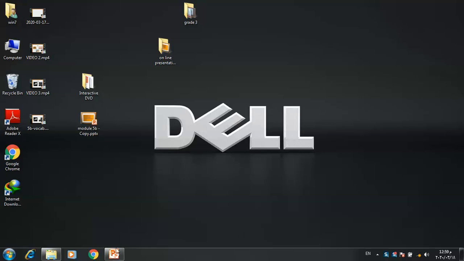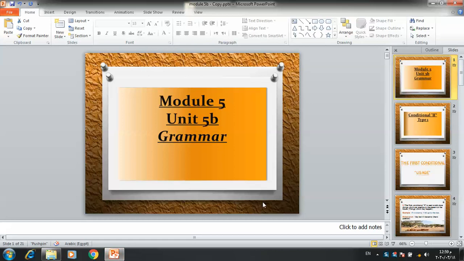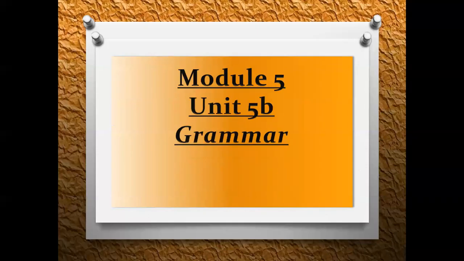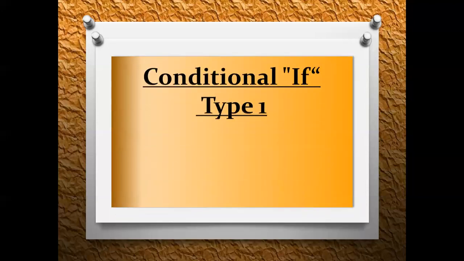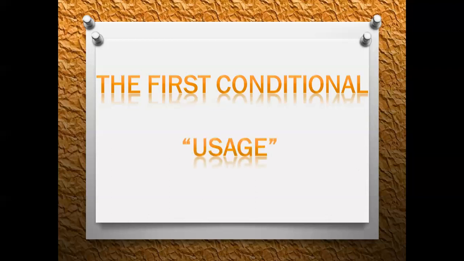We stand in module 5, unit 5B, grammar. We are going to study conditional if type 1. Now we are going to know the usage of conditional if type 1.